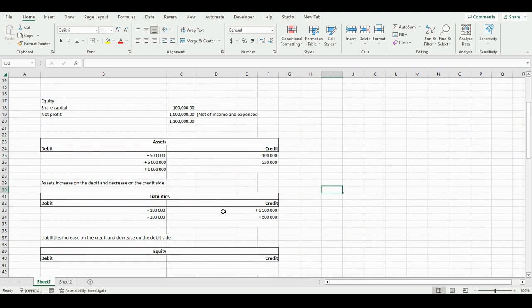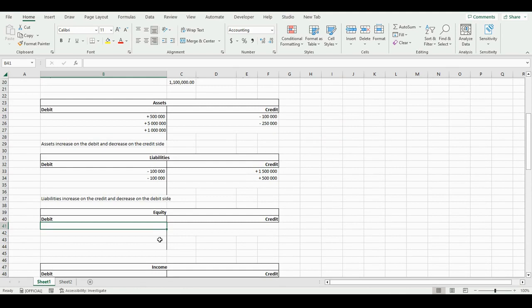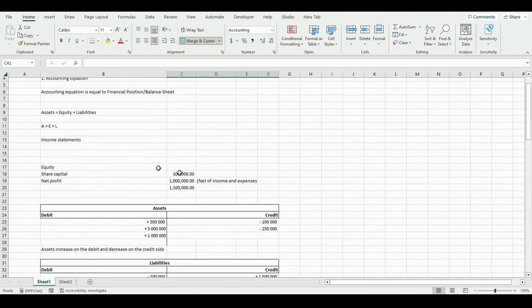Okay. We're now going to look at equity. Now you've seen how assets behave compared to liabilities. Your equity behaves exactly the same as liabilities. You may ask yourself, why do they behave like liabilities? Because liabilities is people that we owe, but equity, remember we said equity is whatever the owner has contributed and the profits in the past.